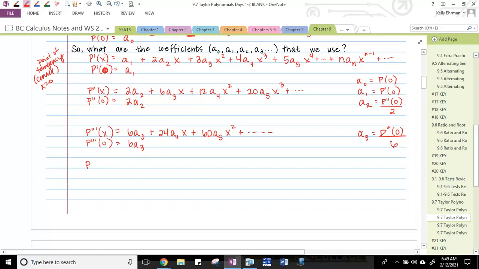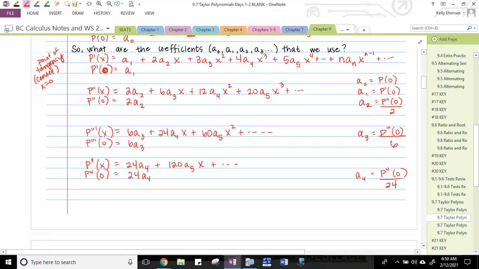Fourth derivative, we stop making tick marks and start just putting the number here. So that means fourth derivative, not to a power of 4. The fourth derivative would be 24a sub 4 plus 120a sub 5 times x, etc. The fourth derivative evaluated at 0, x terms would drop off, 24a sub 4. So a sub 4 would equal the fourth derivative evaluated at 0 over 24.